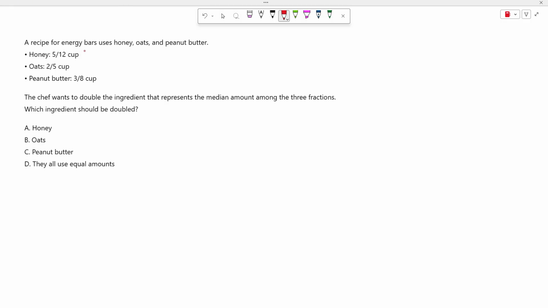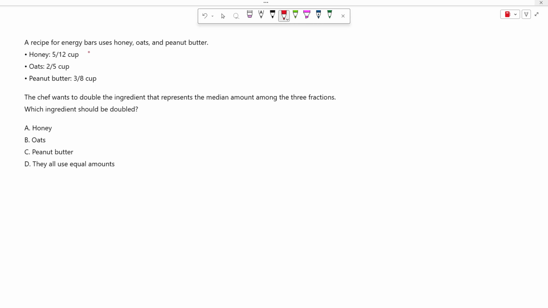A recipe for energy bars uses honey, oats, and peanut butter. Pretty similar to my wife's. Honey is 5/12 of a cup. Oats is 2/5 of a cup. Peanut butter is 3/8 of a cup. The chef wants to double the ingredient that represents the median amount among the three fractions. Which ingredient should be doubled?